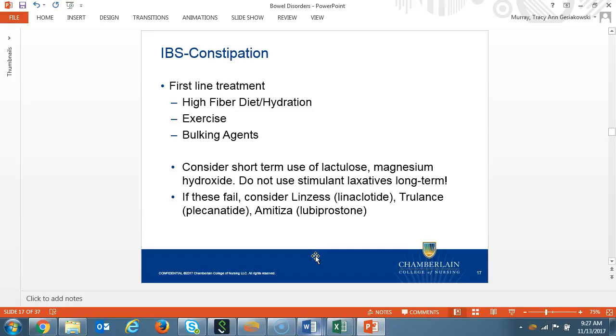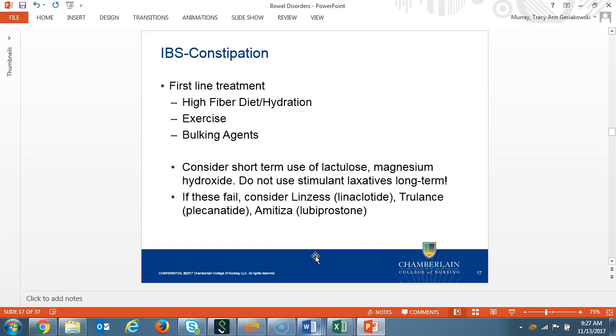Patients with constipation who have not responded to high-fiber diet, hydration, exercise, and bulking agents may benefit from intermittent use of laxatives such as lactulose or magnesium hydroxide. Long-term use of laxatives is discouraged.